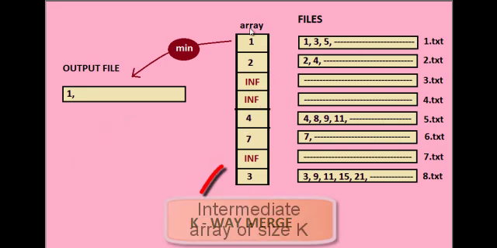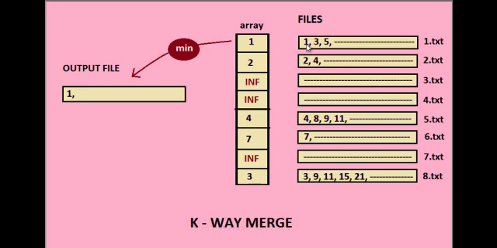What I have done is I have taken an array of size 8. In general k, when there are k files. Firstly, I am copying the first numbers from each file to the corresponding position in the array. By corresponding position, I mean I will read from file 1 only into the first position of the array, and I will read from file 2 only into the second position of the array, and so on. If a file is empty, then I will copy infinity into the corresponding position in the array.